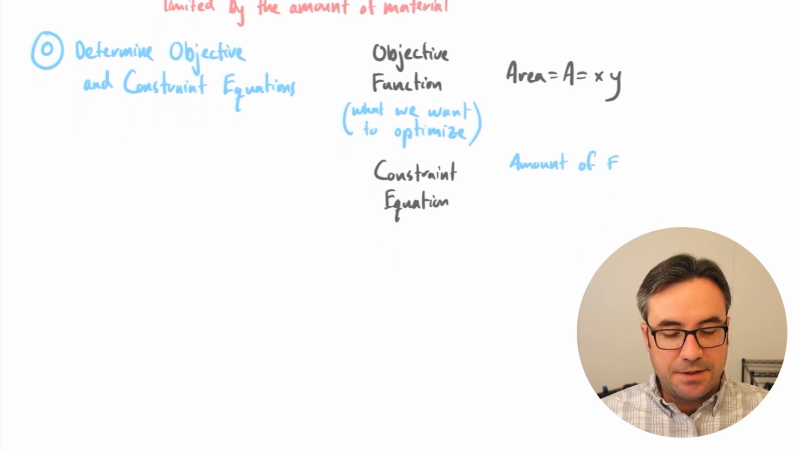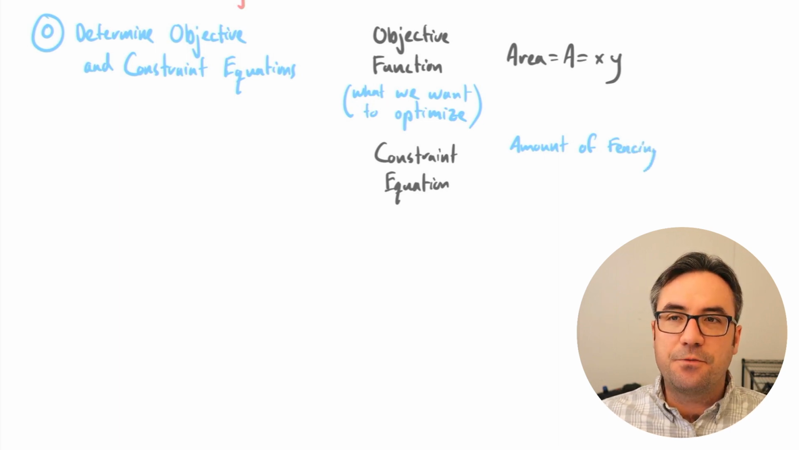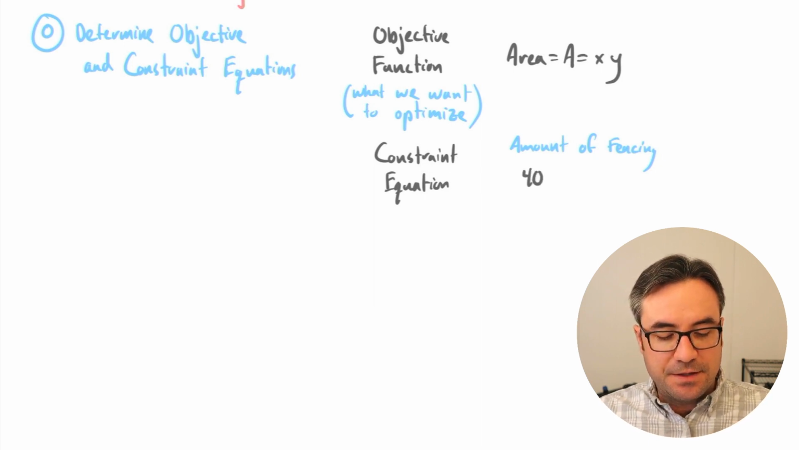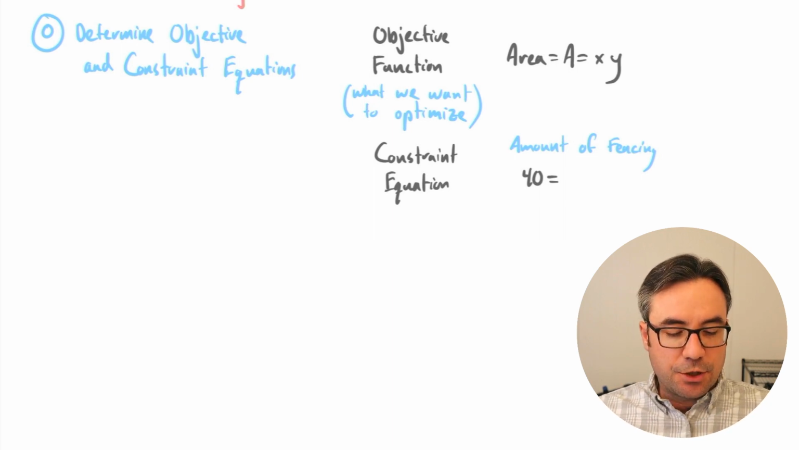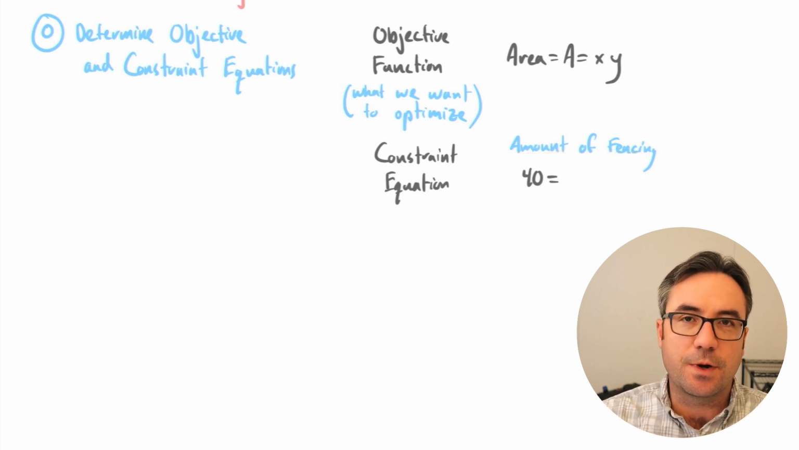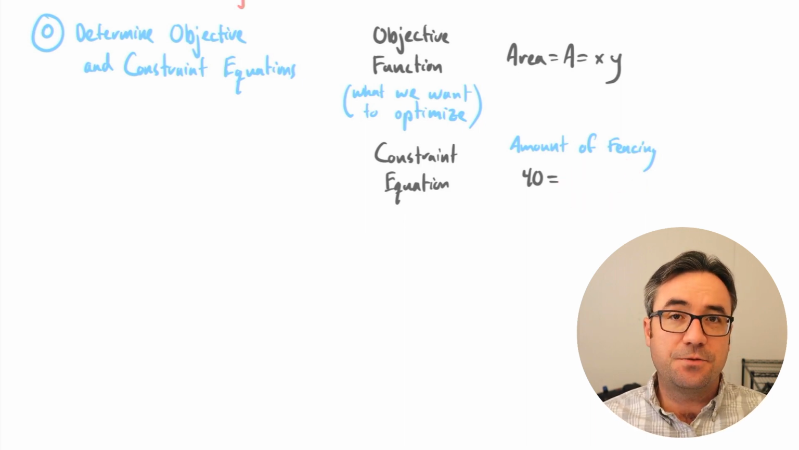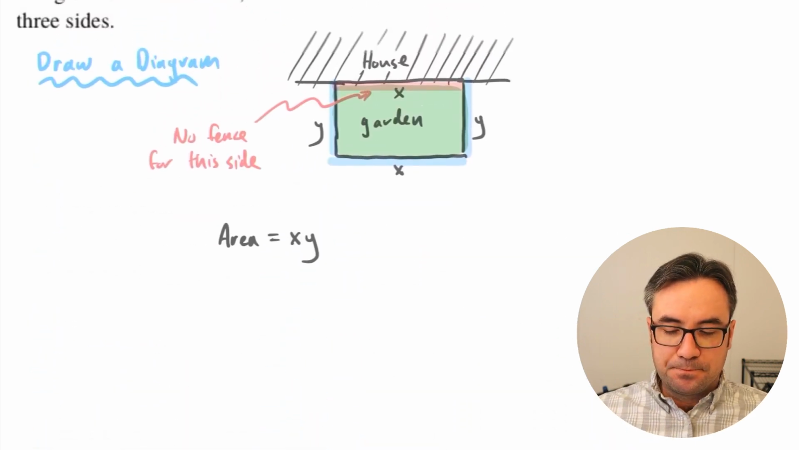All right, so let's actually see how we're going to figure this out. So we want a formula. We want an equation for the amount of fencing. And we know that we only have 40 feet of fencing to use. So how do we actually measure how much fence our garden requires? And that's what we're going to put over here. So let's figure that out. So let's go back up to our diagram.